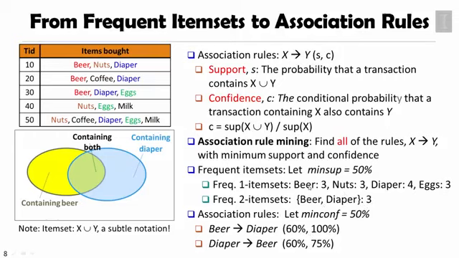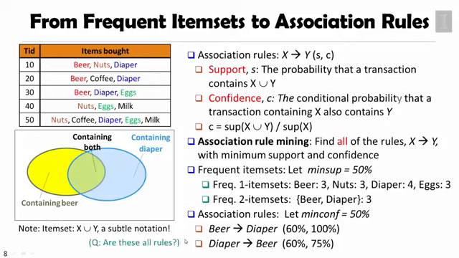If every time beer occurs, you can see diaper also occurs. That's why the confidence is 100%. But for diaper implies beer, you can see the diaper support is 4, beer support is 3. So that means there's only a 75% probability that a customer buying a diaper will buy beer.